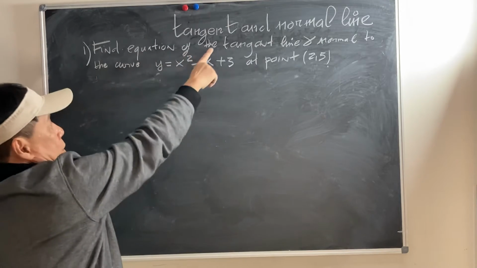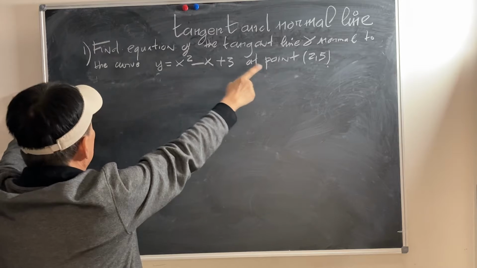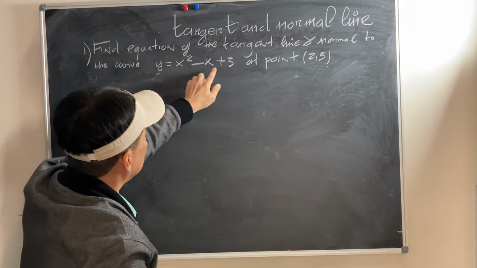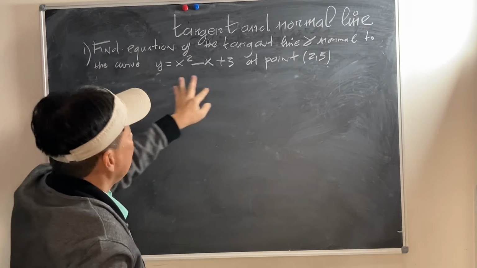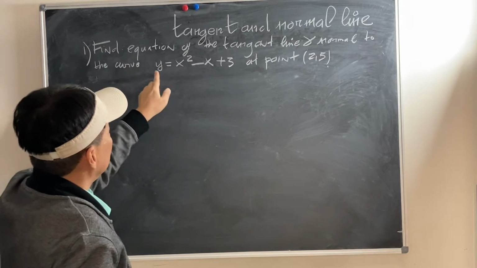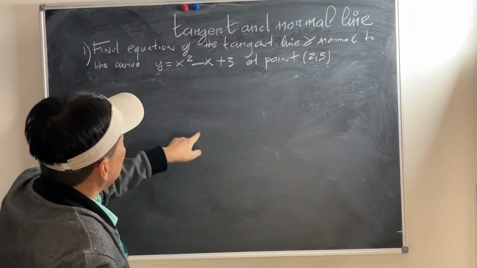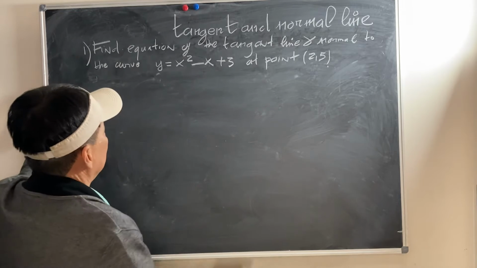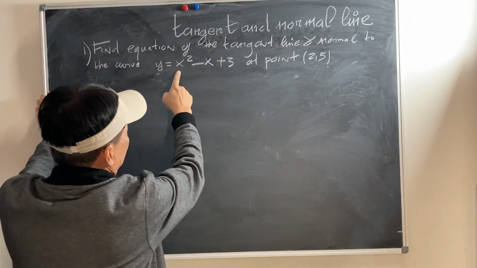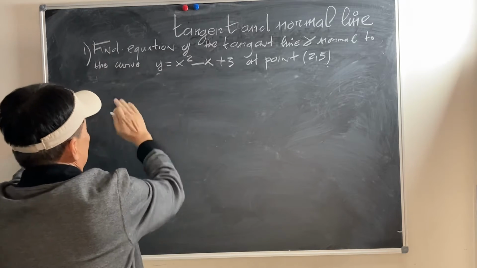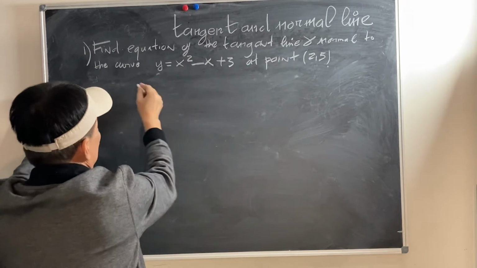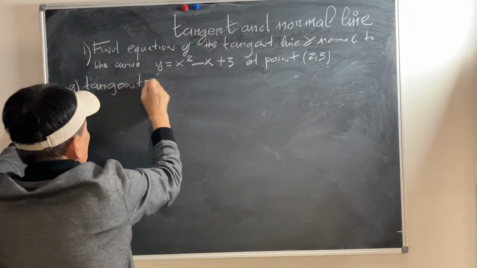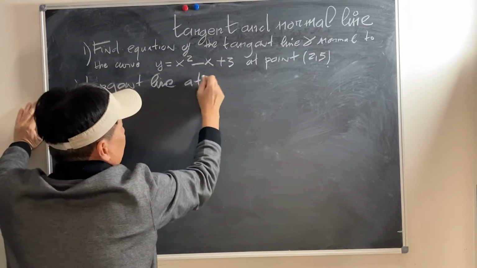Okay, find the equation of the tangent and normal line to the curve y equals x squared minus x plus 3 at point (2, 5). Well, you don't have to draw it. This is a parabola, and the tangent will go through that point, x equals 2 and y equals 5. First of all, we need to find the tangent line first, at (2, 5).